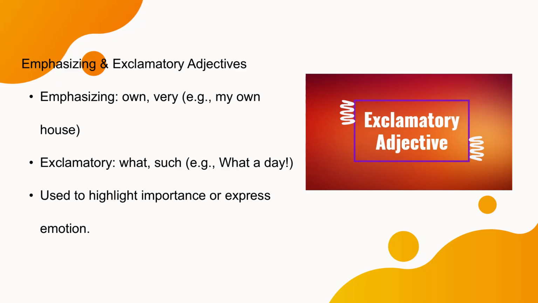Emphasizing and exclamatory adjectives. Let's explore emphasizing and exclamatory adjectives. Emphasizing adjectives include own and very, as in my own house. Exclamatory ones like what and such express strong emotions. Example, what a beautiful day. These forms add emphasis or feeling to a sentence.